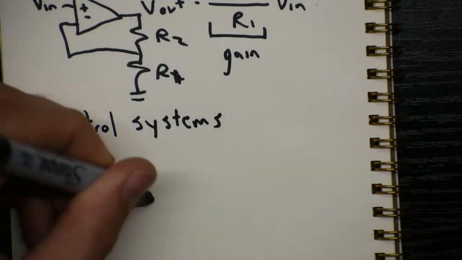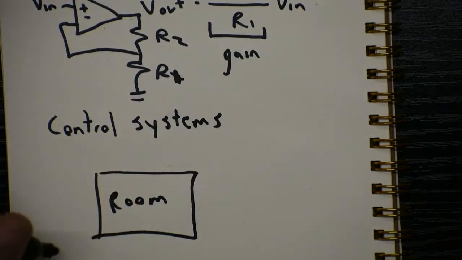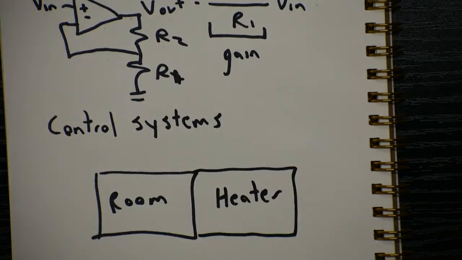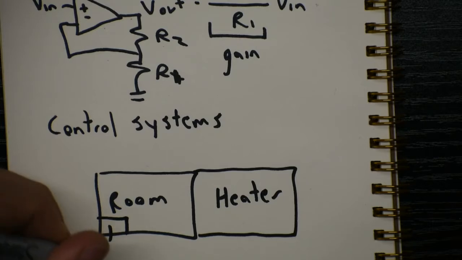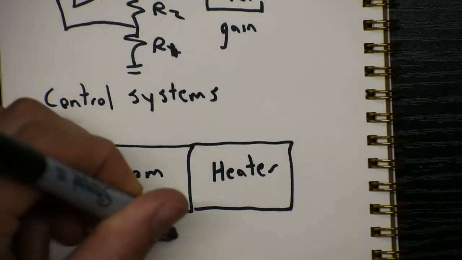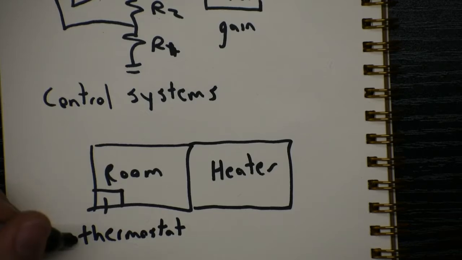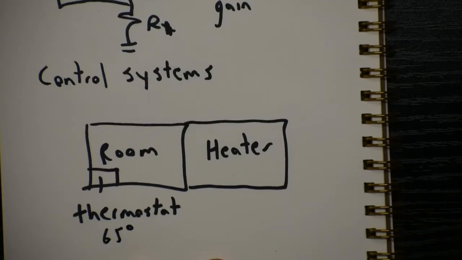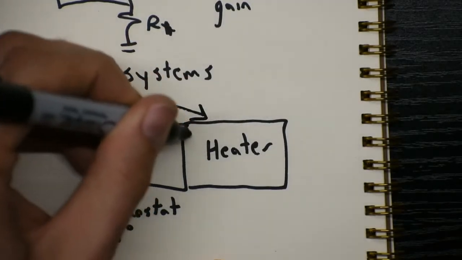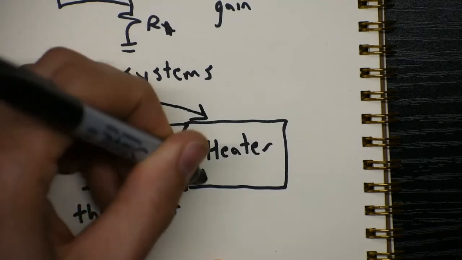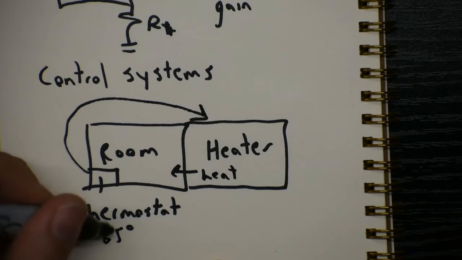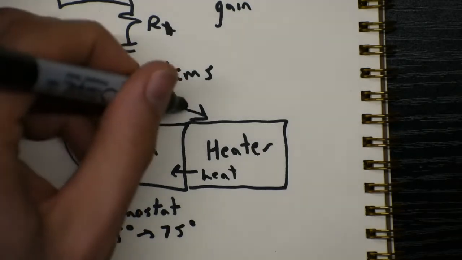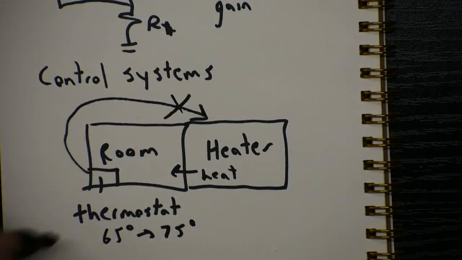Somewhere in your house you have a room, and there's also a heater. Maybe it's forced hot air, maybe it's a boiler. And in your room you have your thermostat that records the temperature. And if the room is, say, 65 degrees, it tells the heater to turn on. That makes heat go into the room, the room heats up, and the thermostat goes up to, say, 75 degrees because the room gets too hot. That tells the heater to turn off, and then the room can cool down. So that's a simple control system.